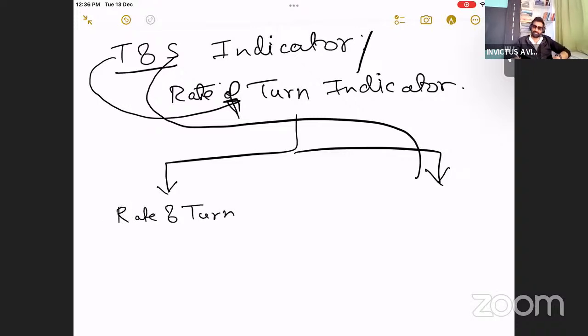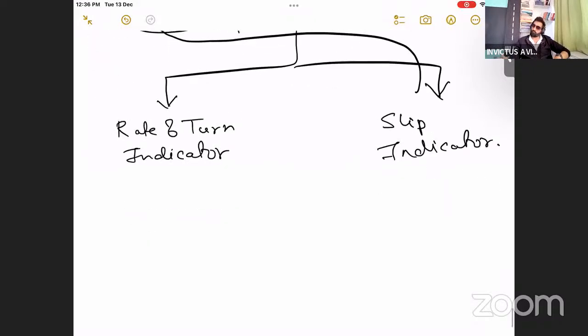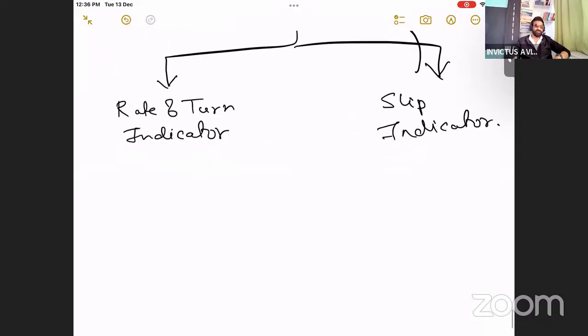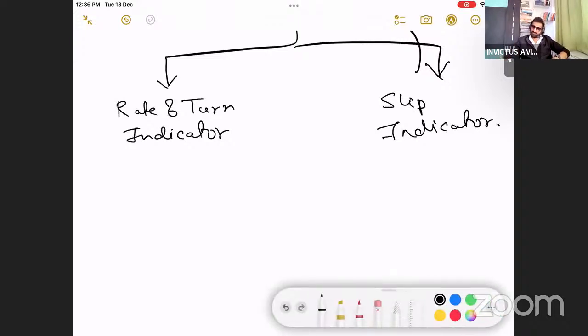Rate and turn indicator. And slip indicator. Okay. Slip indicator generally would be like the inclinometer only. Let's see how it is in these instruments. So first, let's quickly write the rate and turn indicator. Quick points, okay? Quick points.